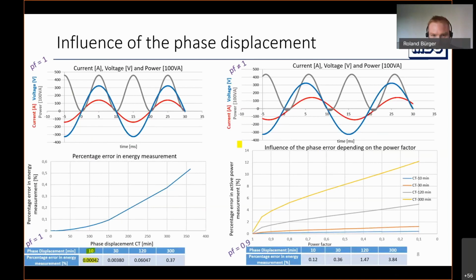But if you have a power factor of 0.9, and here you can see it, but still sinusoidal waveforms, 10 minutes or 30 minutes of phase displacement is generating 0.12 or 0.36% error in the energy measurement.